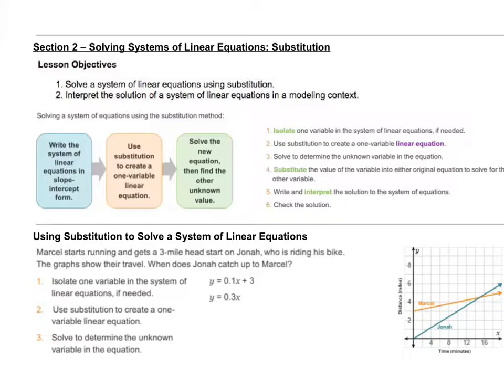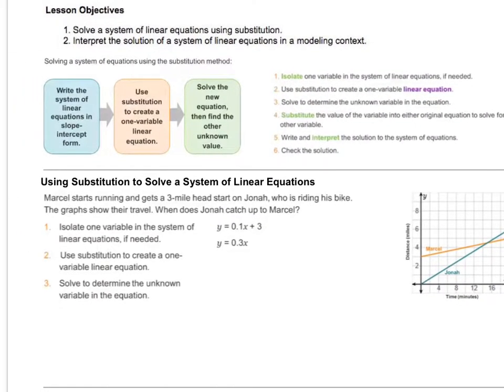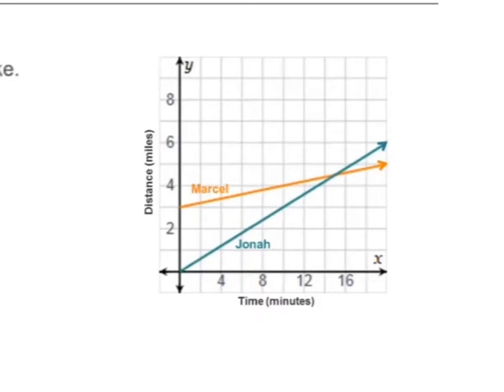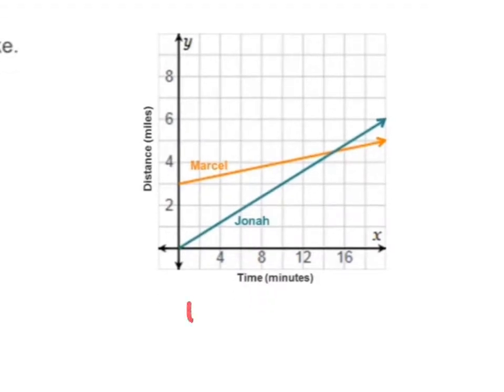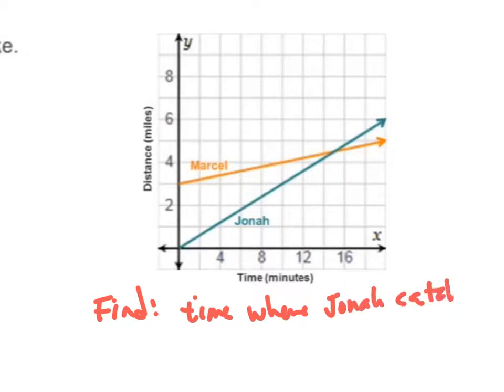So what we've got here is a situation where Marcel starts running and gets a 3-mile head start on Jonah, who is riding his bike. The graph shows their travel. When does Jonah catch up to Marcel? So we're trying to find the time. We want to find the time where Jonah catches up to Marcel.